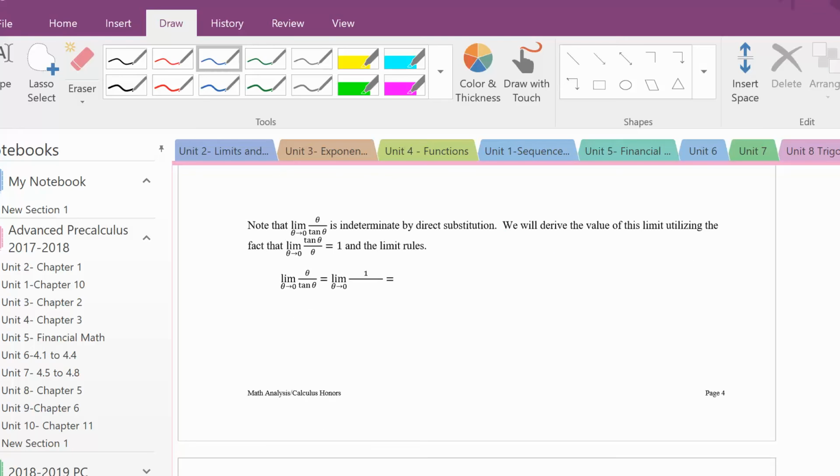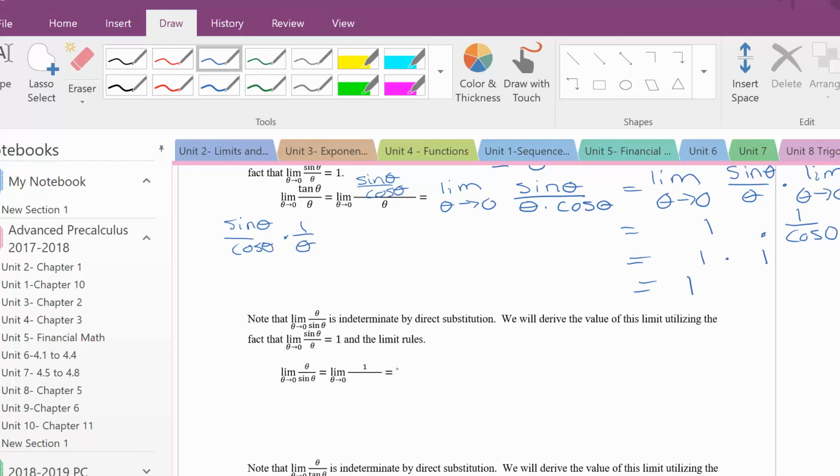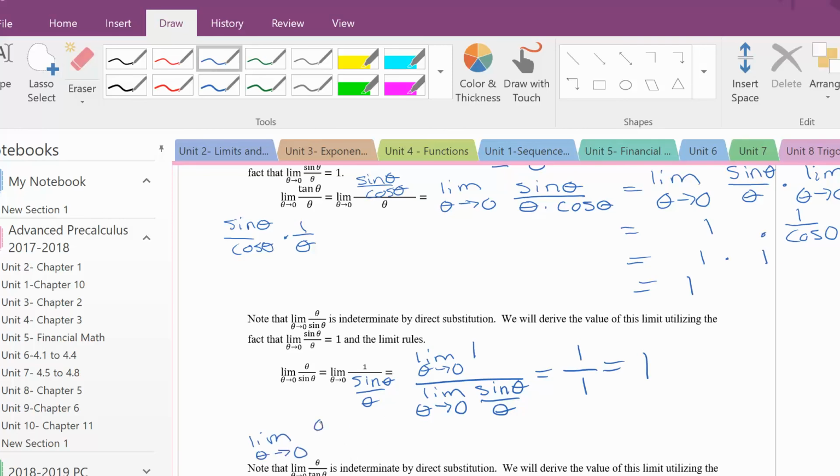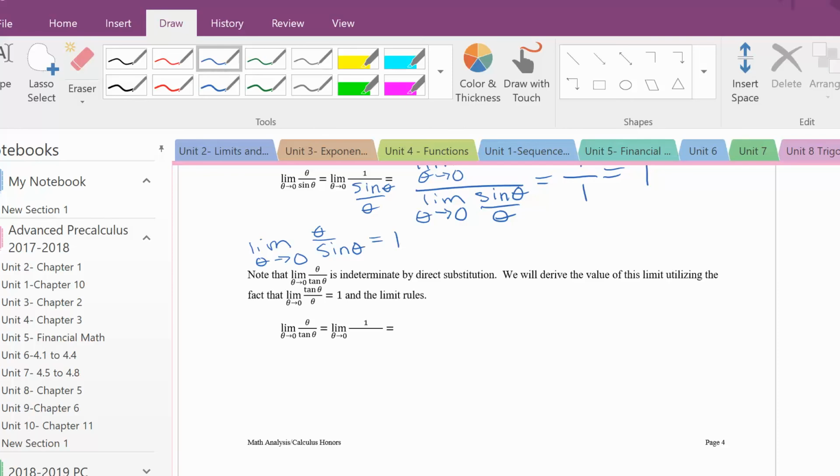So we can also do that for theta over sine theta. So if we do that, we're saying that the limit of theta over sine theta is 1 over sine theta over theta. It's just a reciprocal. So it's equal to the limit as theta approaches 0 of 1 divided by the limit as theta approaches 0 of sine theta over theta, which equals 1 over 1, which equals 1. So the limit as theta approaches 0 of theta over sine theta is equal to 1, using the fact that the limit of sine theta over theta is also equal to 1.